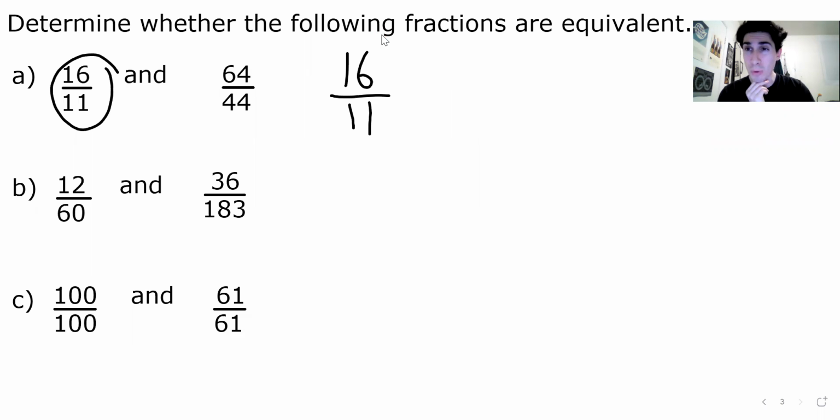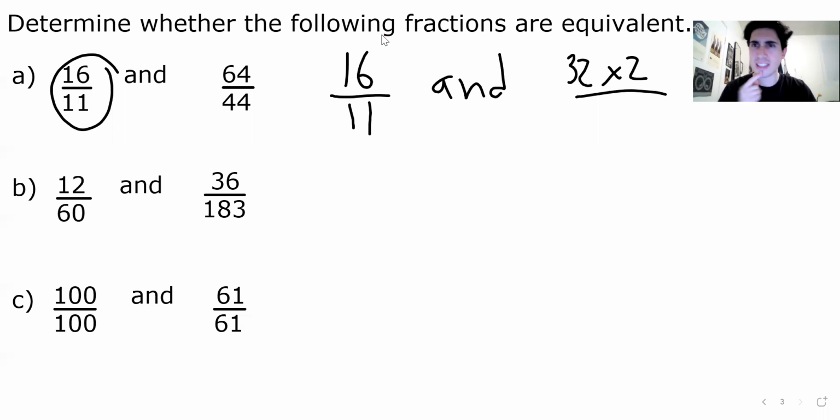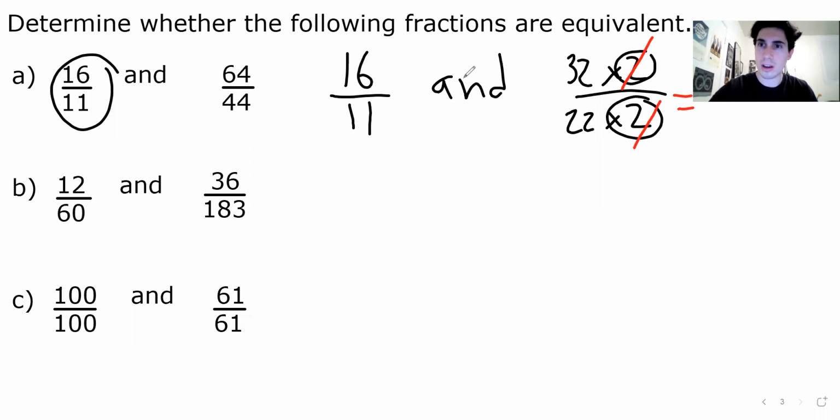Well, these are both even, okay? This is something I want you to think about when you're thinking about reducibility. If you've got 2 even numbers, they're both divisible by 2. So we know that we've got 16 over 11, and, well, 64 is something times 2. It's 32 times 2. And 44 is something times 2. It's 22 times 2. So we find common factors of 2. We can cancel them out. And what we're left with is 32 over 22.